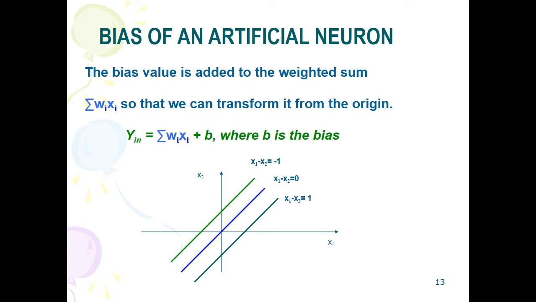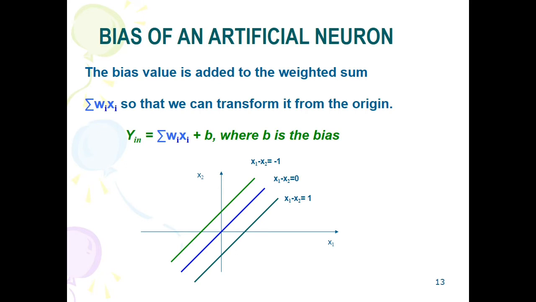And then the bias. Bias is added to the weighted sum. It is a constant value and it will be added to the weighted sum. So the output will depend upon the weighted sum and the bias value. Here the summation of wi into xi, where i is the number of inputs, and we can transform it from the origin.